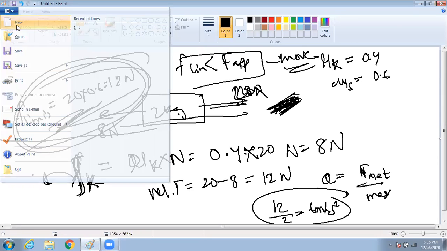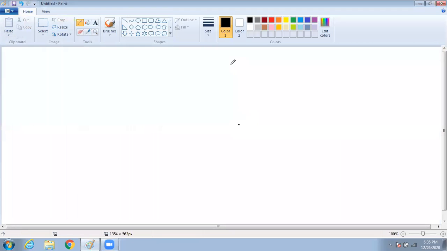Very good. So we will end the class with one more concept that is called the graph of friction. What is the graph of friction?